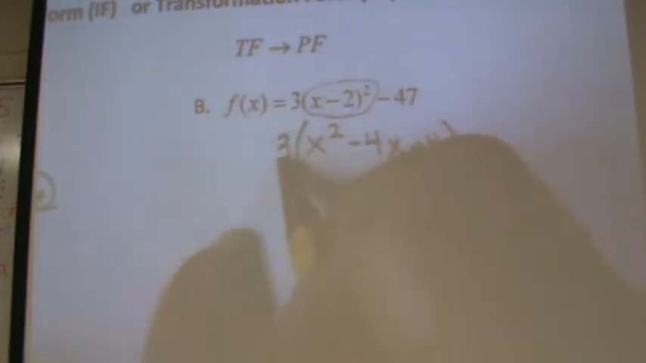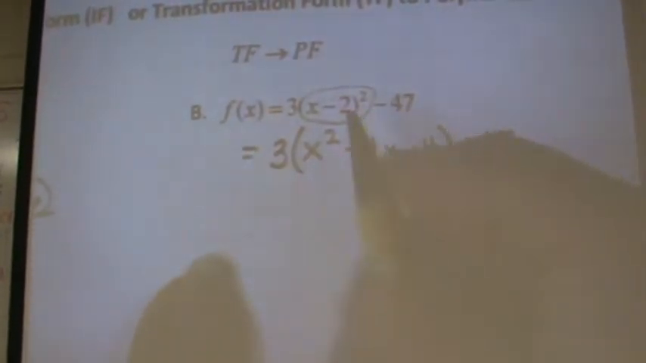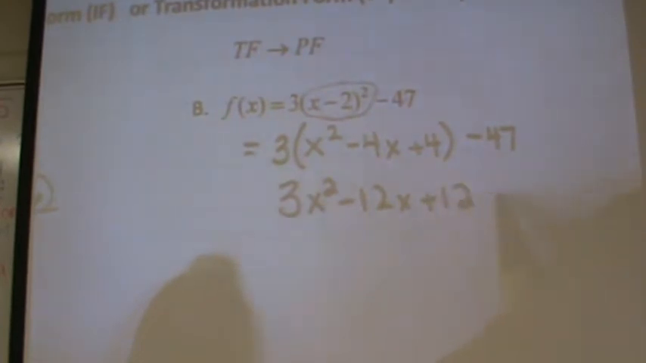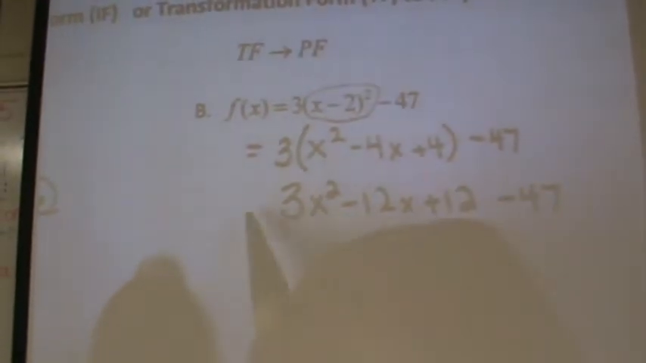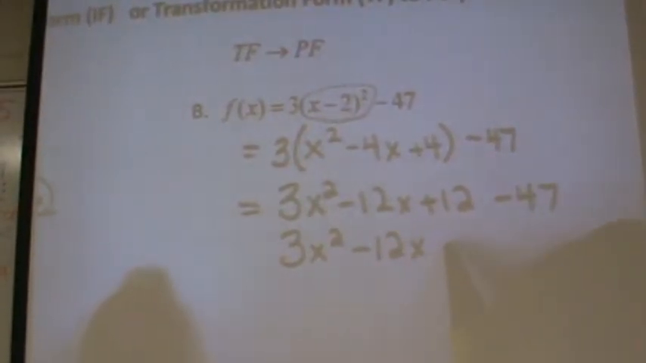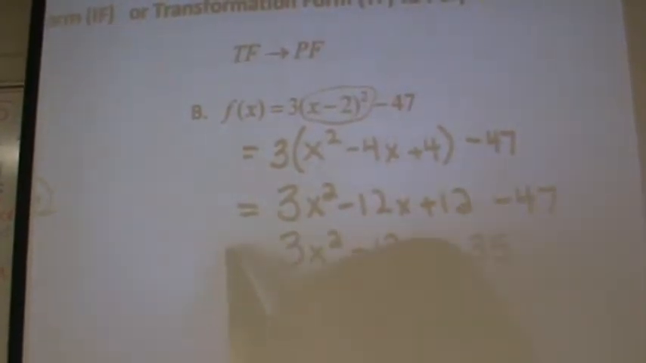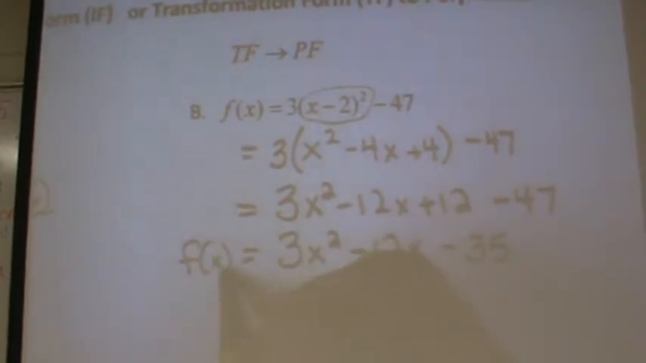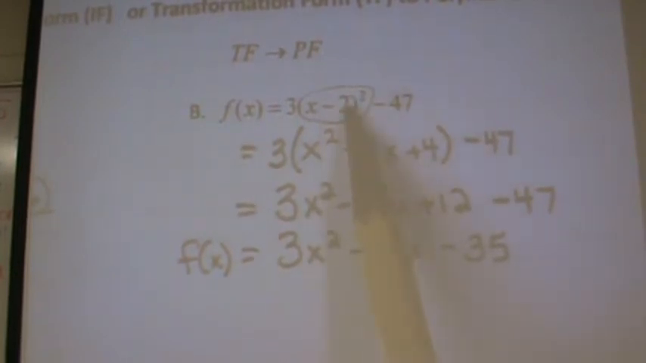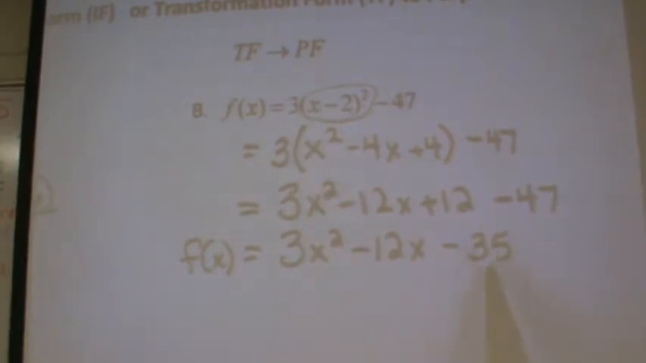Now what you're going to do is multiply the 3 by all these 3 items, so 3x squared minus 12x plus 12, and now add negative 47, and your final answer is 3x squared minus 12x minus 35. And don't forget f of x. So we went from knowing the axis of symmetry, the vertex, up or down, and now we can add our y-intercept.